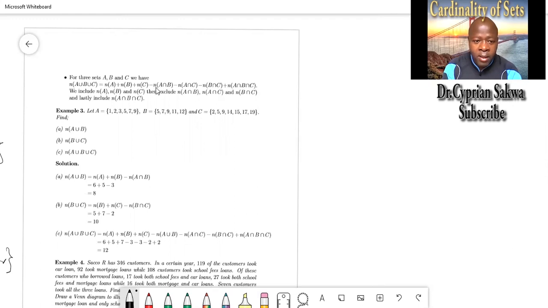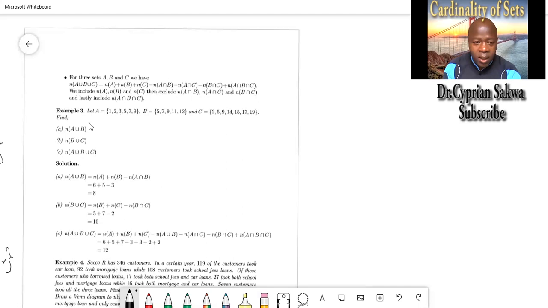So remember again, we subtract these to avoid counting some elements twice, and we have to add those in the common intersection. We can generalize this even to 4 sets, 5 sets, and so on. So let's look at examples. Let set A comprise of this, set B comprise of this, and set C be with these elements. The question is, what is the number of elements in the union of A and B?